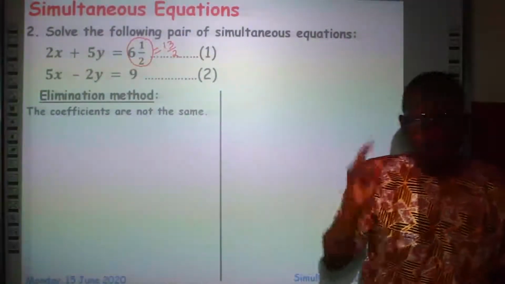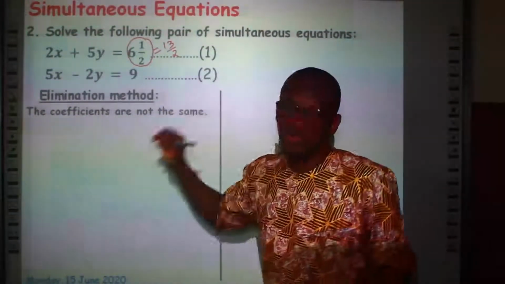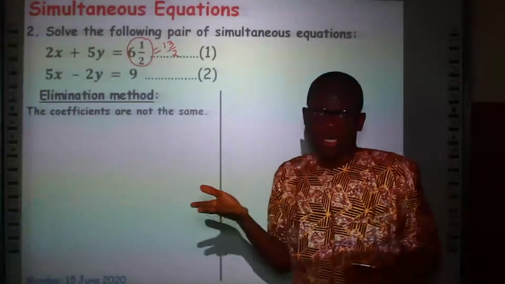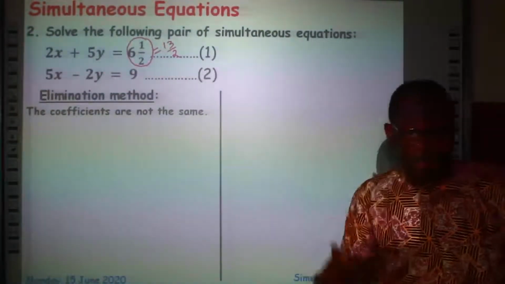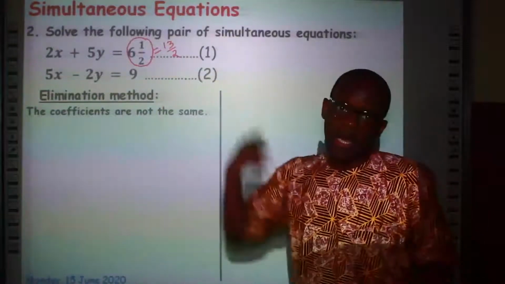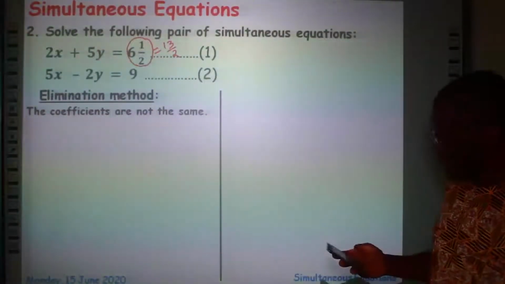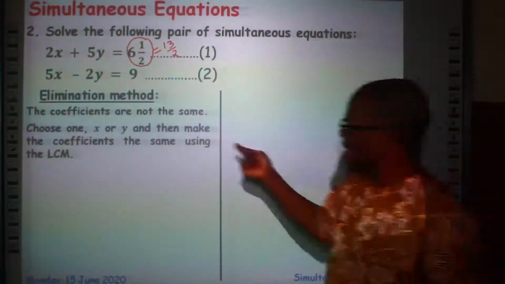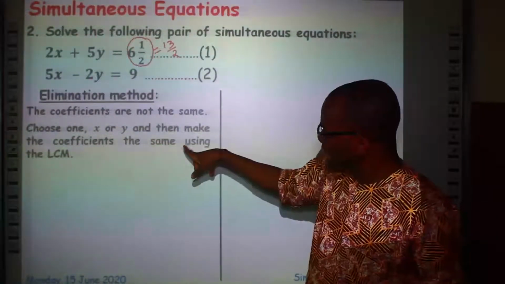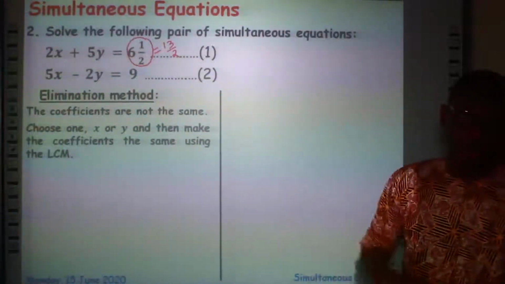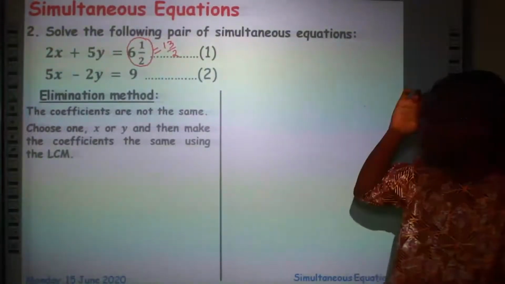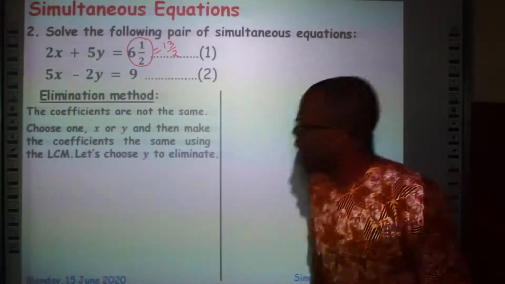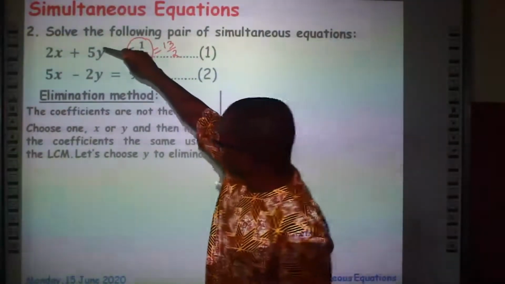So you have to, first of all, make the coefficients the same for both equations. Now the choice is yours. You can either go for x and make the coefficients the same, or you go for y and make the coefficients the same. You choose one, either x or y, and then make the coefficients the same. And how do you do that? Using the LCM, which is short, of course, for the least common multiple. So, I think I chose y. I decided to take y.